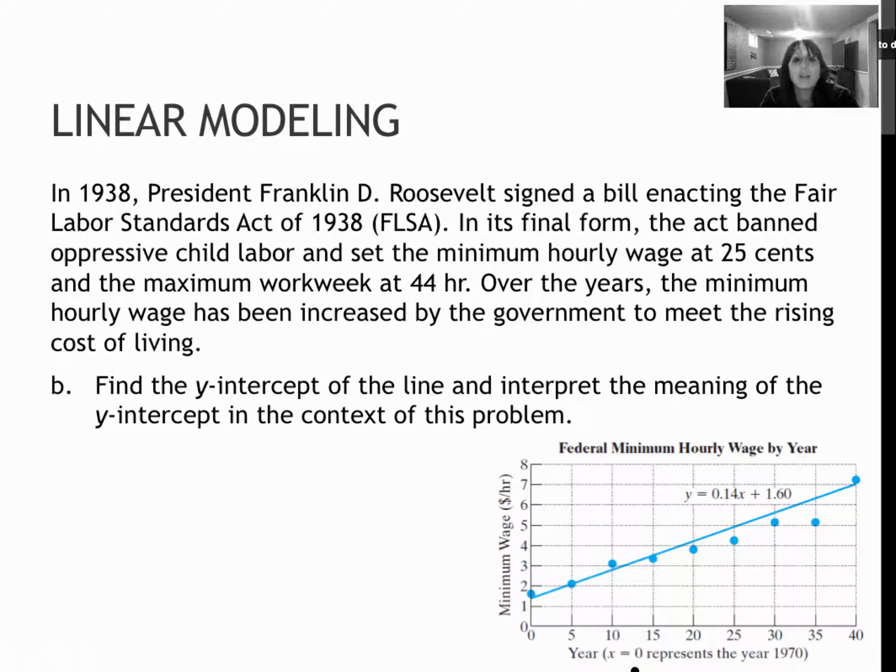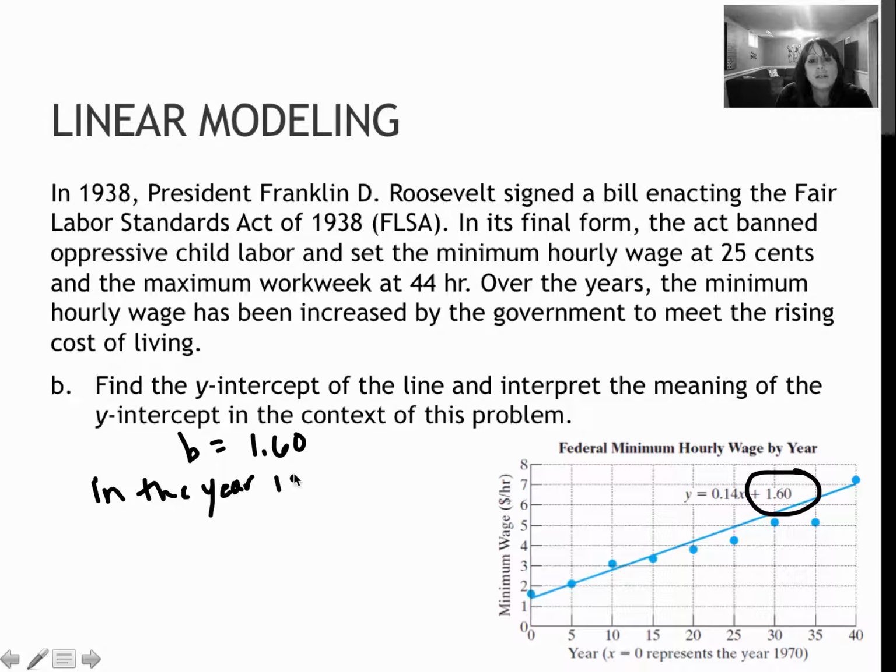Next, we're going to find the y-intercept, and we're going to interpret that. So again, we already have this written. So our y-intercept, our b value, is 1.60. The interpretation of that would be in the year 1970, and again, it's 1970 because that's at year 0, and they tell us year 0 represents 1970. The minimum wage was $1.60.